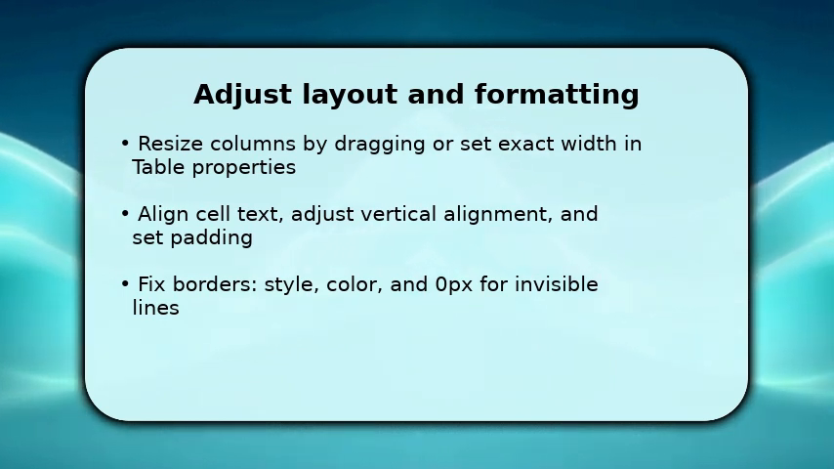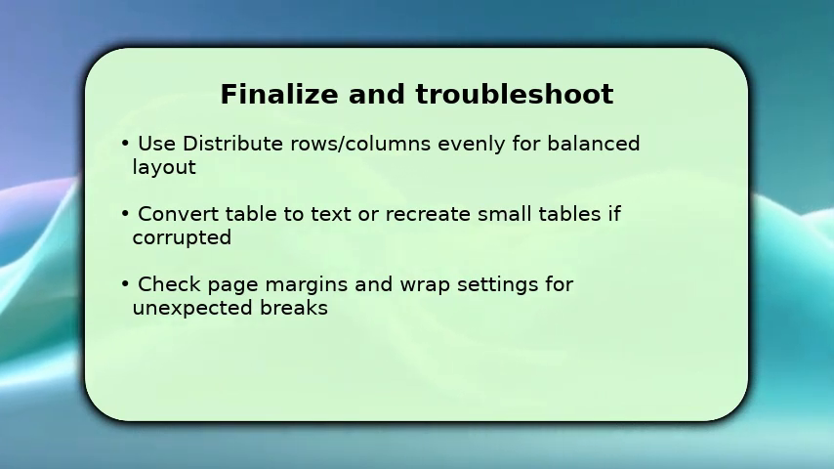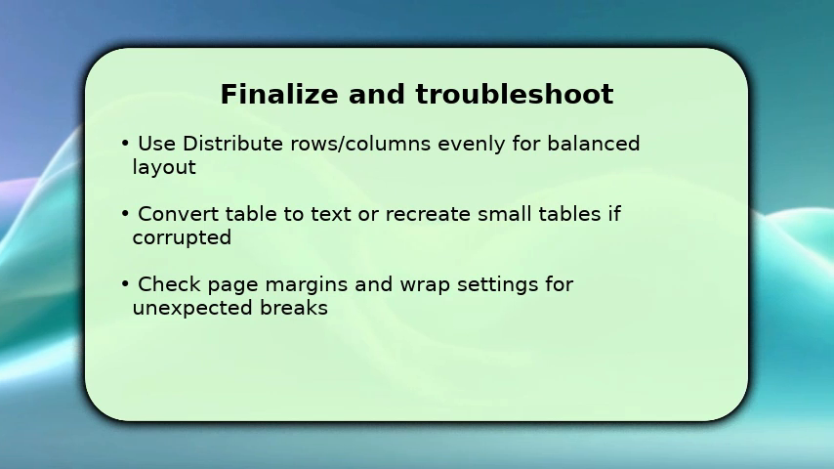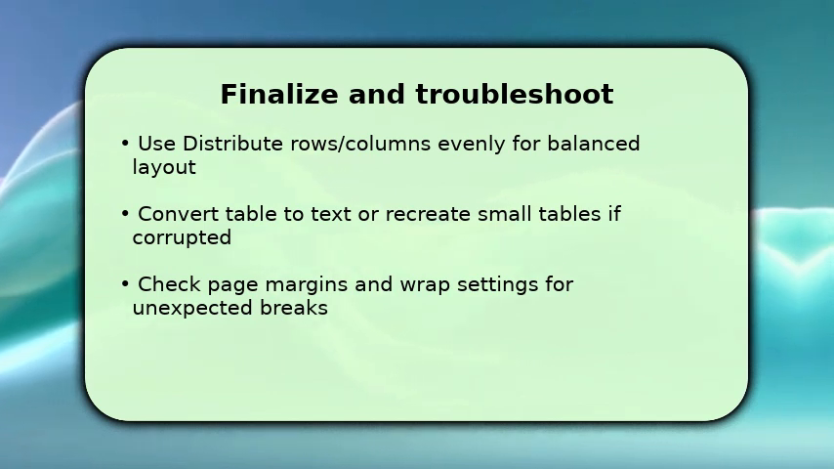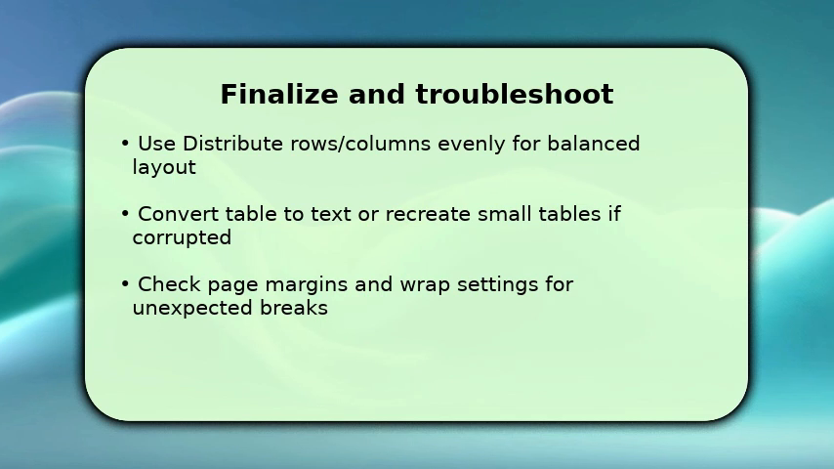Finish by distributing rows or columns evenly to balance the look. Use table properties for precise control. If a table is corrupted or behaves oddly, copy its content, delete the table, and recreate it, or convert to plain text then reinsert. You'll lose formatting but regain stability.